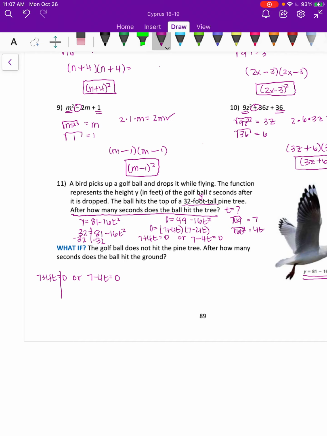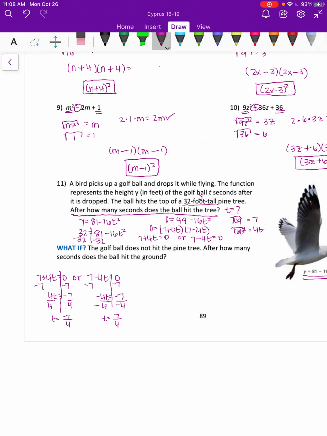Okay, I'm going to do the left one first. We want t by itself, so I'm going to subtract 7 from both sides, and then divide by 4. So t would equal negative 7 over 4. I'm going to do the other one now. Subtract 7 from both sides because I want t by itself. Divide by negative 4 this time. And we get t equals positive 7 over 4 because it's negative over a negative.